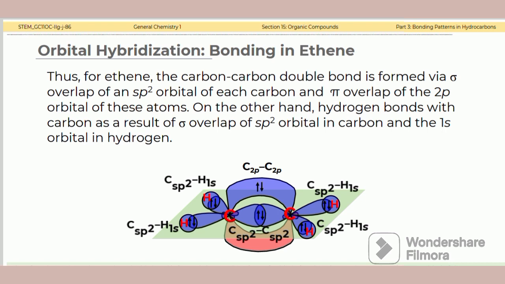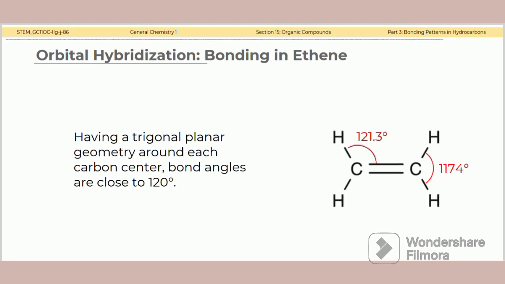On the other hand, hydrogen bonds with carbon as a result of sigma overlap of an sp2 orbital in carbon and the 1s orbital in hydrogen. Having a trigonal planar geometry around each carbon center, bond angles are close to 120 degrees.